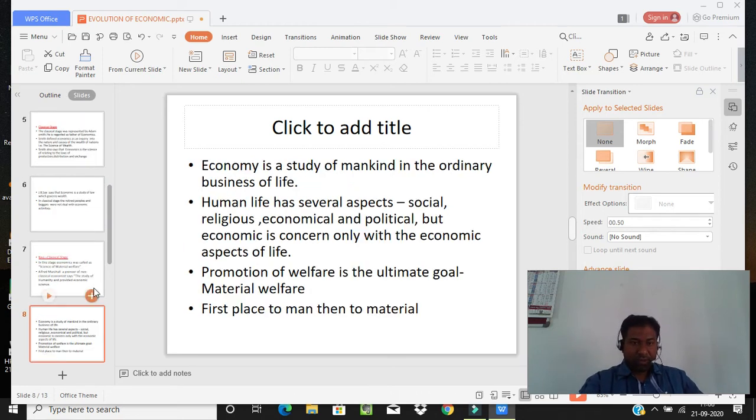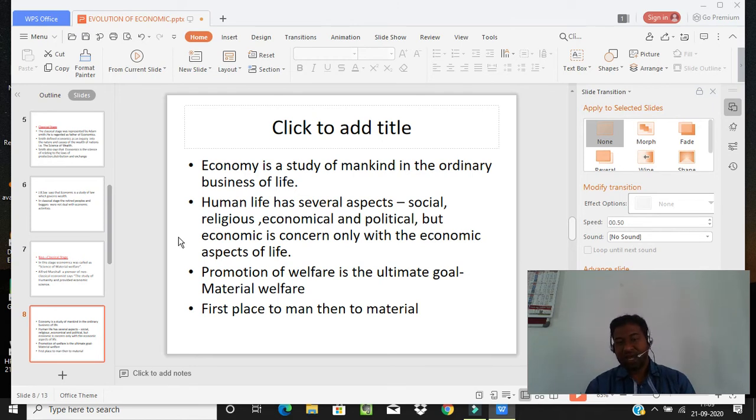Next, economics is the study of mankind in the ordinary business of life. Human life has several aspects like social, religious, economic, political, and so on. Economics is concerned only with the economic aspects of life. Promotion of welfare is the ultimate goal of material welfare. That means whatever goods, natural resources, and commodities we have, we are going to promote them.